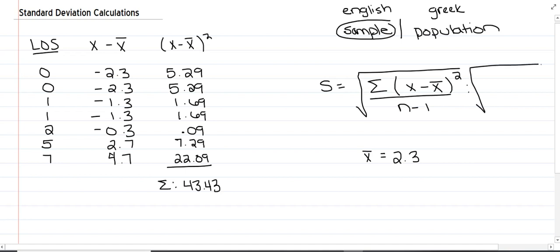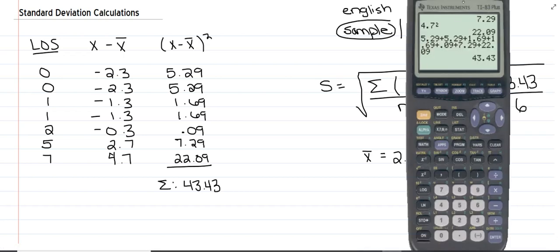So I'm just going to start typing this in here. So I have 43.43. I want to divide that by n minus 1. So that's going to be the total number of values here. So there's 7 values. So I have 7 minus 1. That's going to give me 6. So I'm going to go ahead and do that calculation.